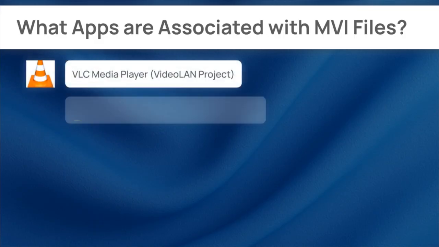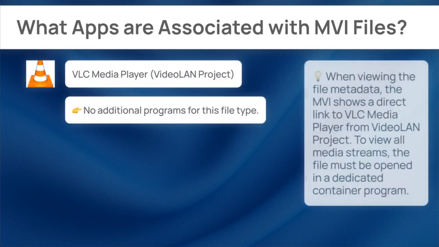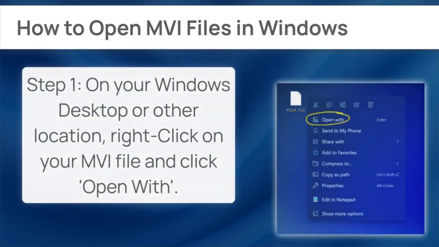The default recognized opener for MVI files is known to be VLC Media Player from the VideoLAN project. Full file access relies on specialized software that can rebuild the file's index. Windows supports video viewing, but custom export settings require proper editing software. We are testing every installed program for file recognition.